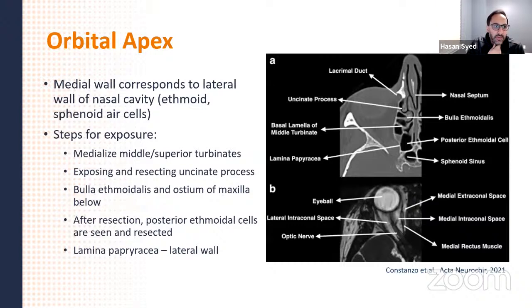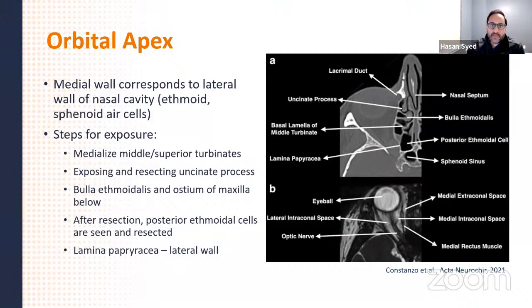When we think about the orbital apex, as I talked about, the medial wall corresponds to the lateral wall of the nasal cavity. That includes the ethmoid and sphenoidal air cells. I'll go through different surgical approaches, but one of the things that I had talked about was an endoscopic endonasal approach to this area, particularly the orbital apex, where we see pathology as neurosurgeons.